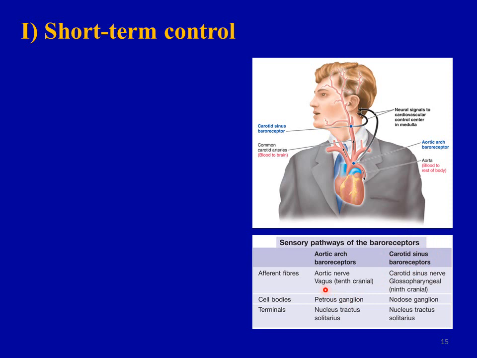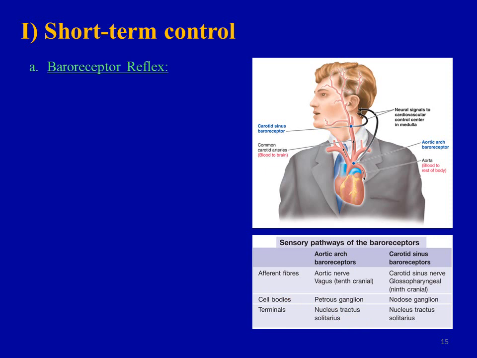The afferent fibers are present in the vagus nerve for the aortic baroreceptors and the glossopharyngeal nerve for the carotid sinus baroreceptors. The cell bodies also are present in different locations, the petrous ganglion for the aortic arch and the nodose ganglion for the carotid sinus baroreceptors, but the terminals are conveyed to the same nucleus, the nucleus tractus solitarius, which is the sensory nucleus of the vagus nerve.